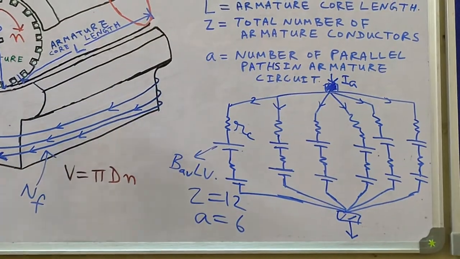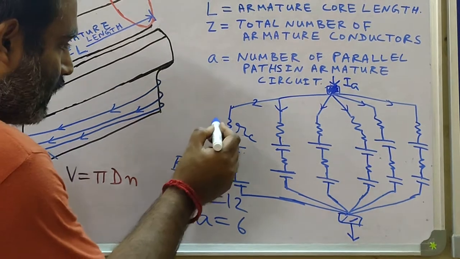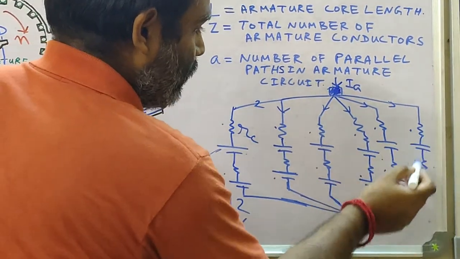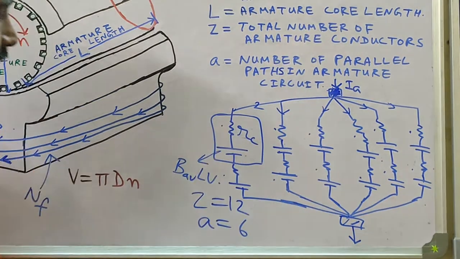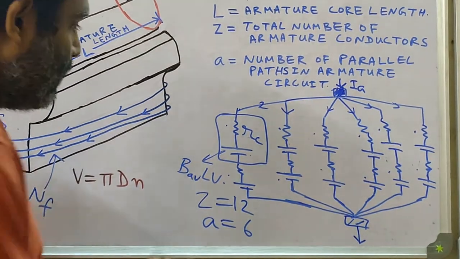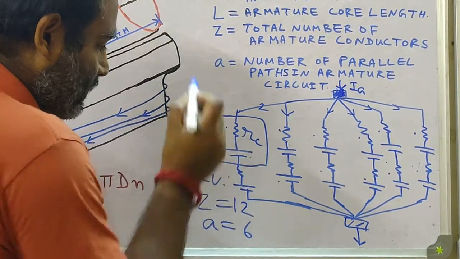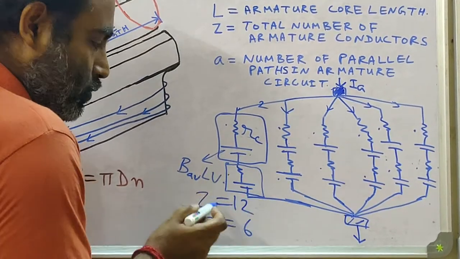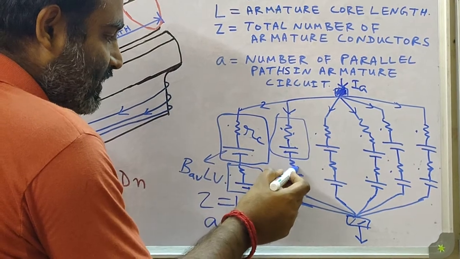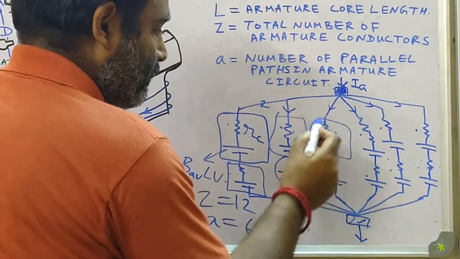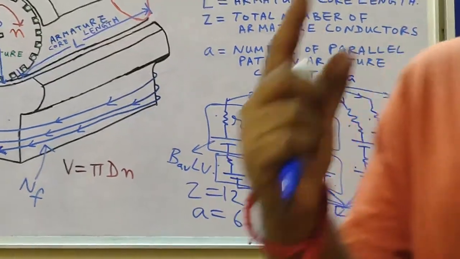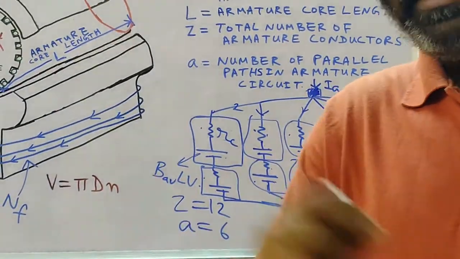Now look here. In this case the total number of conductors is 12: 1, 2, 3, 4, 5, 6, 7, 8, 9, 10, 11, 12. Please remember, each conductor is represented by two elements. What are the two elements? A source of voltage and a resistance. So we are modeling each armature conductor by two elements: a resistance and an EMF source, like a battery or a cell.